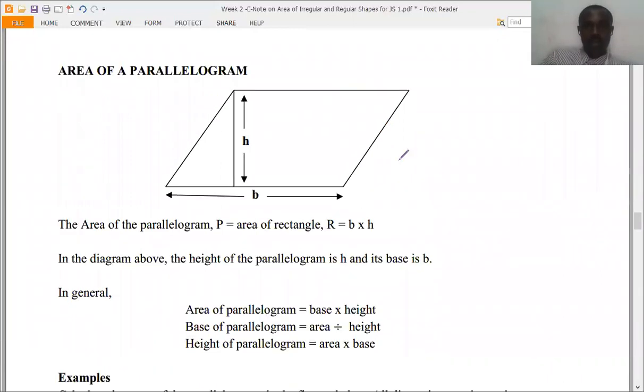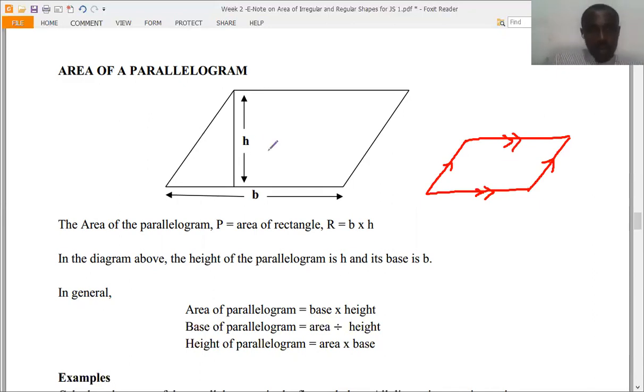So this is the picture of a parallelogram. It's a shape that has its opposite sides equal and parallel to each other. Let me draw my parallelogram to look neater than this. I hope you are following me. A parallelogram is a four-sided figure with its opposite sides parallel and equal. These two sides are parallel and equal in length. These two sides are also parallel and equal in length. That's why it's called a parallelogram.